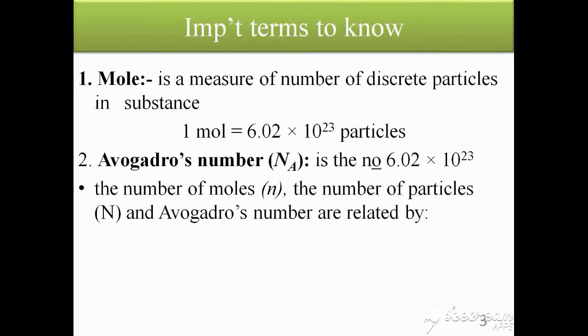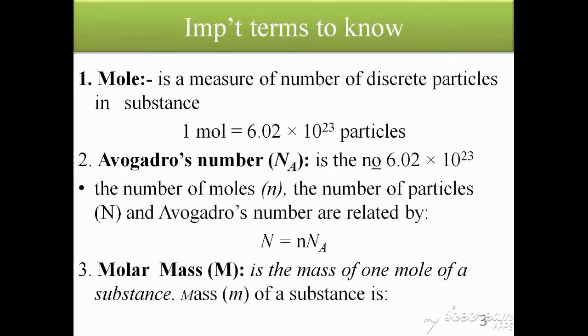The number of moles, number of particles, and Avogadro's number are related by the equation: the number of particles N equals the number of moles n times Avogadro's number. The third important term is molar mass. It is the mass of 1 mole of a substance.